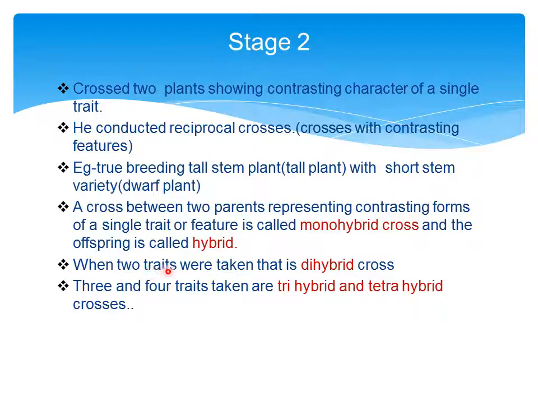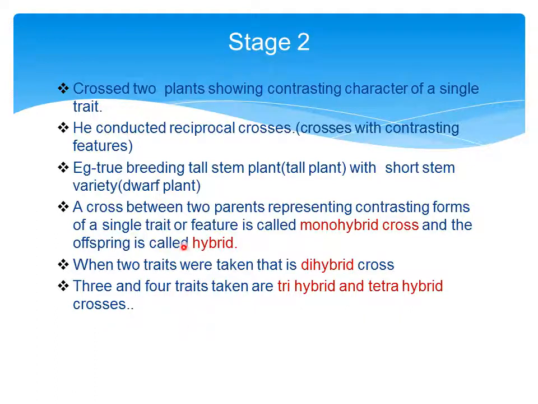When 2 traits or 2 characters are taken to do this cross, we say it is a dihybrid cross. And when 3 or 4 traits are taken, it is called a trihybrid or tetrahybrid cross, and so on. Is it clear for everyone?